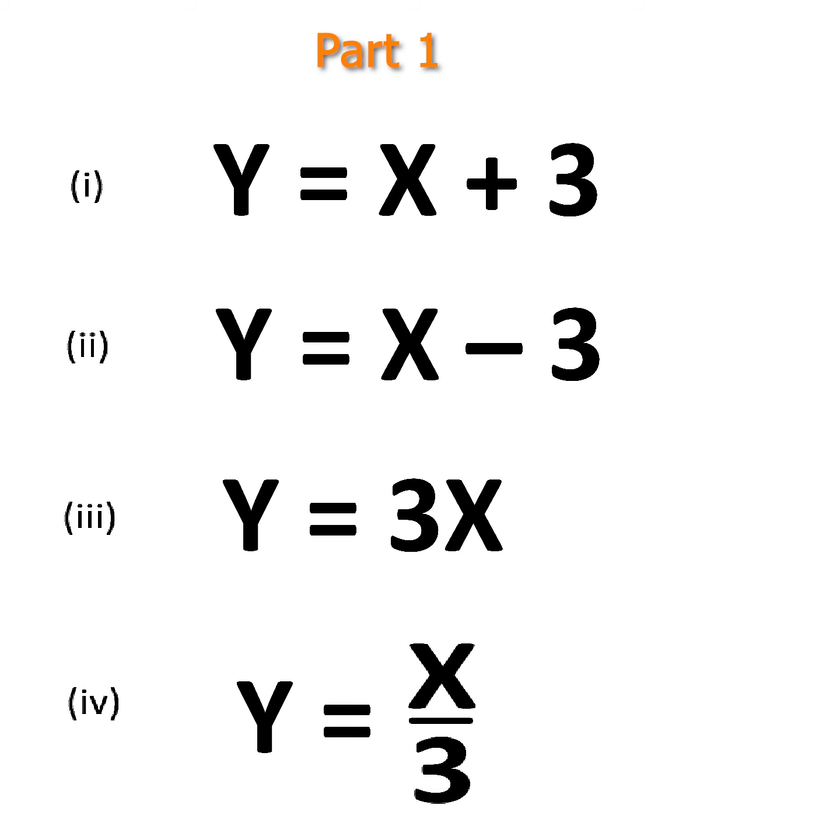In part 1 of our inverse operations questions, the starting point for question 1 is y equals x plus 3. For question 2, it's y equals x minus 3. In question 3, it's y equals x multiplied by 3. And in question 4, we have y equals x divided by 3. In each question, x is our subject. Get rid of 3 in each question to leave x on its own on one side of the equal sign.